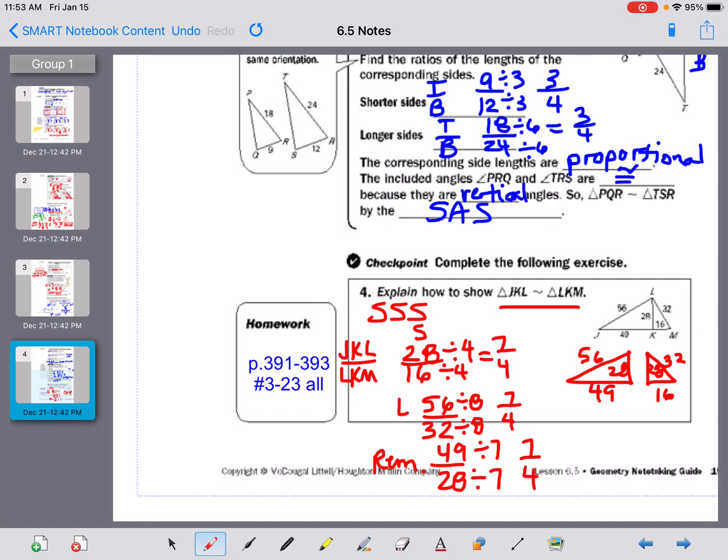Okay, this is the math I need to prove that my triangles are similar by side, side, side. So I'm going to say yes by side, side, side. But I have to show that math, and it has to be shown 3 times to do side, side, side.